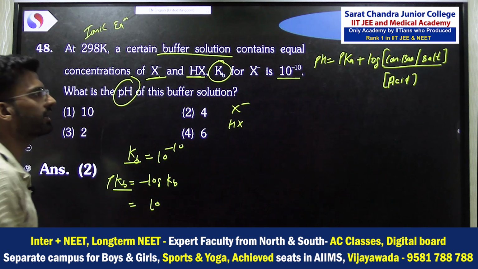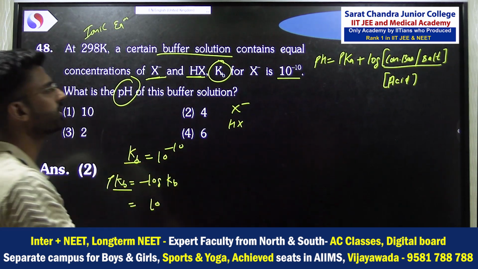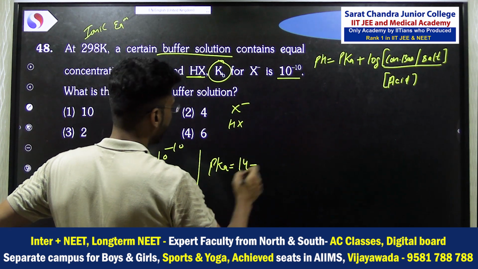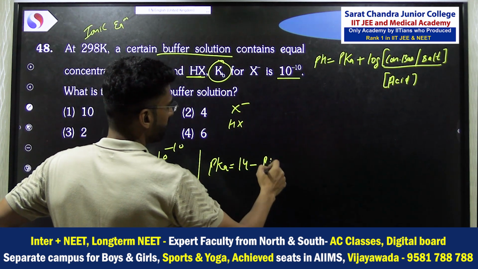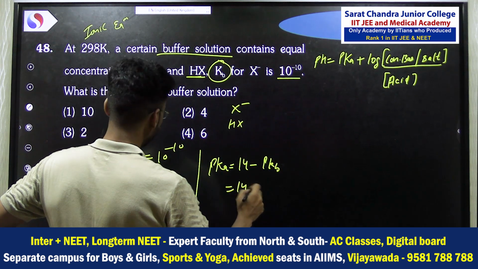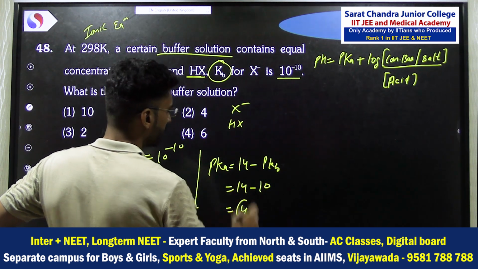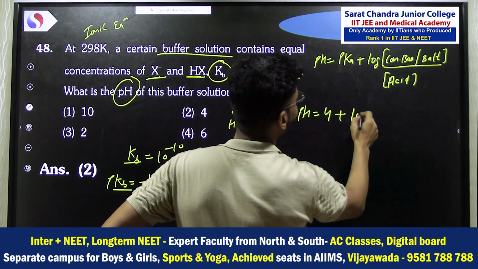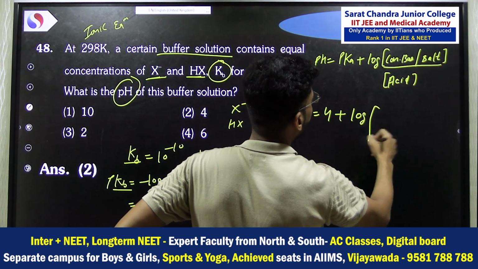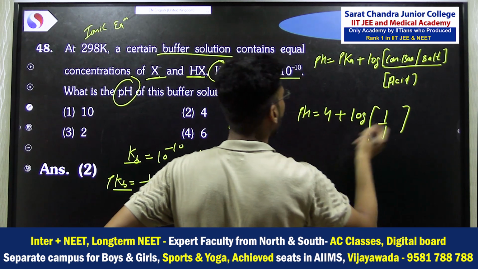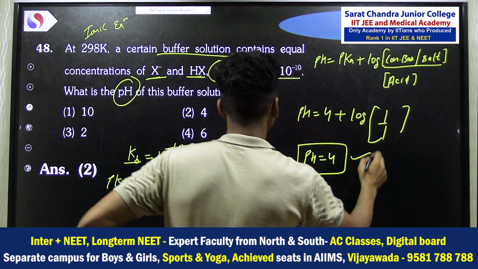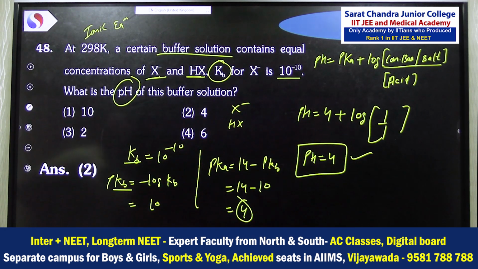If you have pKb value, you can calculate pKa. I know that pKa is equal to 14 minus pKb value, that is 14 minus 10, which equals 4. So pH will be equal to 4 plus log of 1 by 1, any number you can consider. Log 1 is equal to 0. So pH value comes out to be 4. So the answer, option 4, is correct.